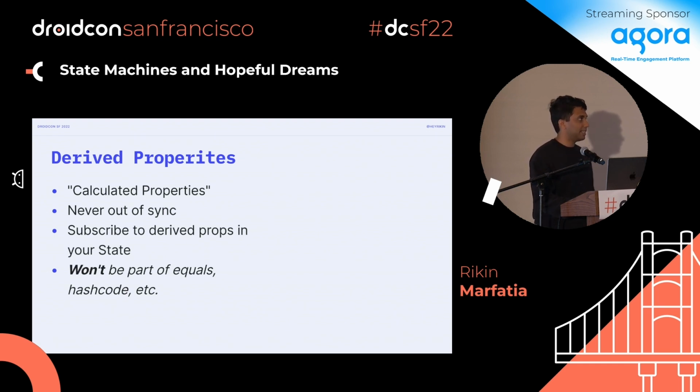The promise is that they would theoretically never be out of sync when you do state updates. And Mavericks even allows you to subscribe to particular properties in your state. So ideally, you would be subscribing to some of these derived properties. And that will also let you subscribe to only the portion of the state that you are interested in.